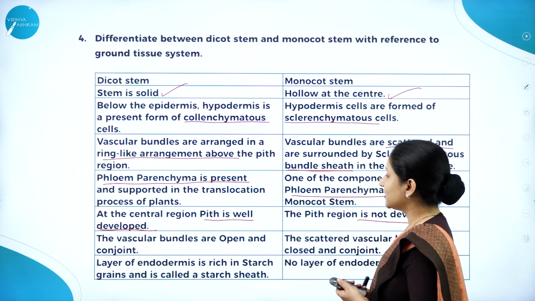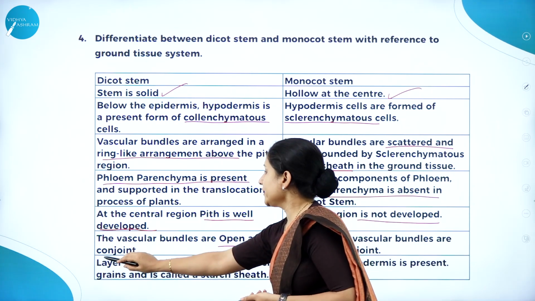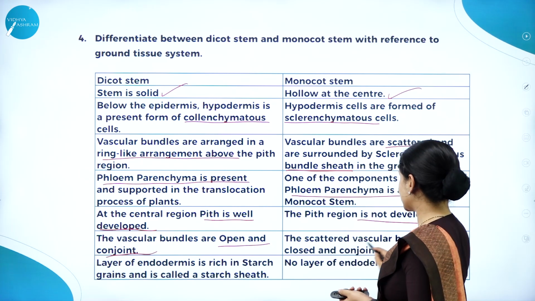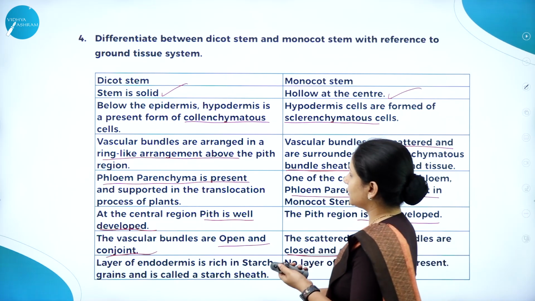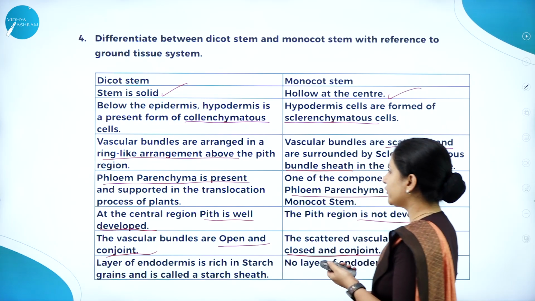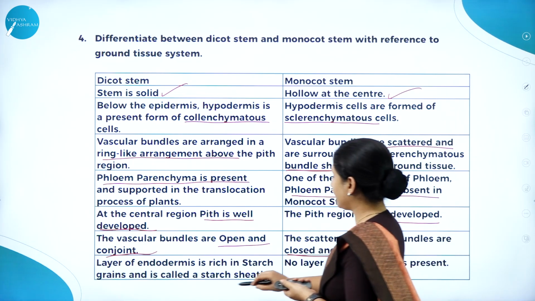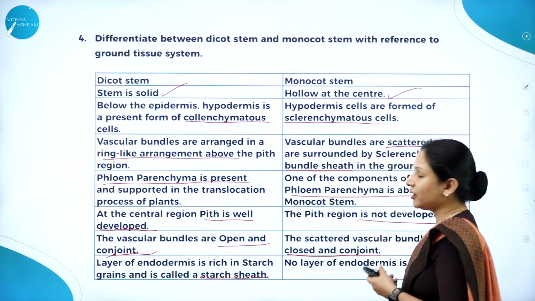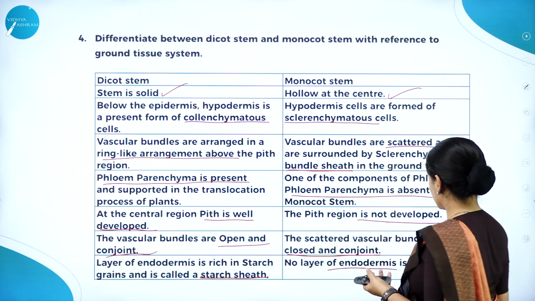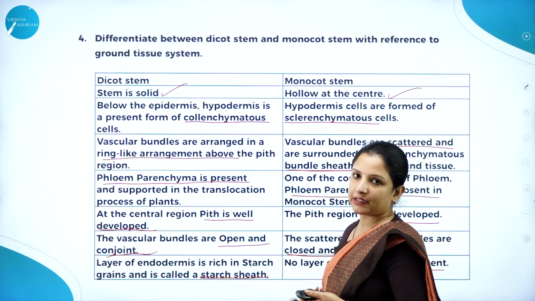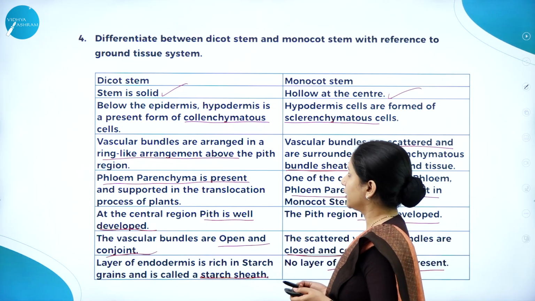In dicots, vascular bundles are open and conjoint. In the case of monocots, vascular bundles are closed and conjoint. Next, in the case of dicots, the layer of endodermis is rich in starch and therefore that layer is called a starch sheath. But in the case of monocots, the endodermis doesn't have a starch sheath. So these many points you have to write, about 3 on each side.